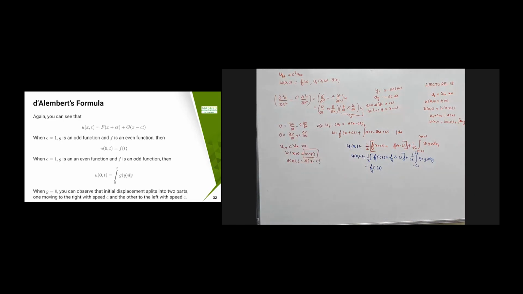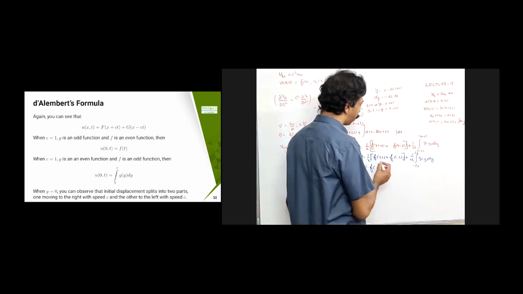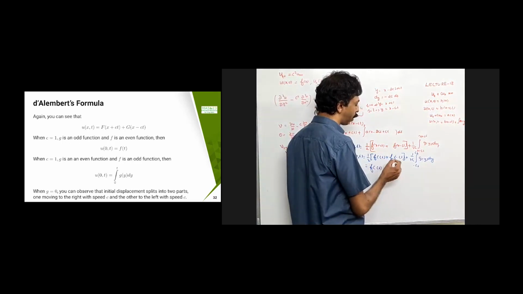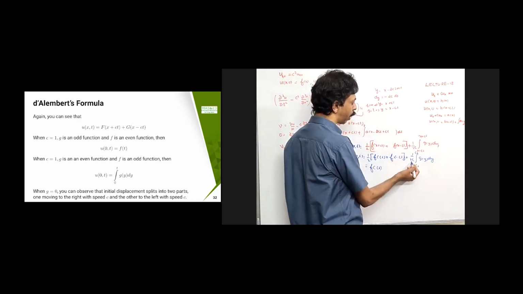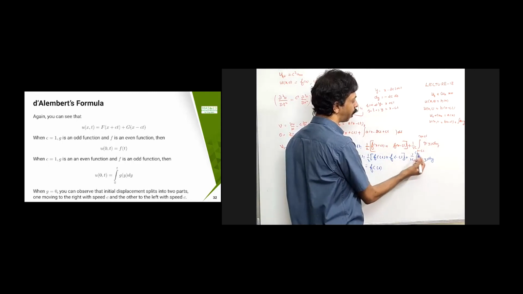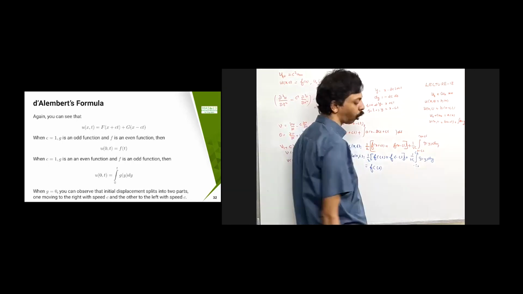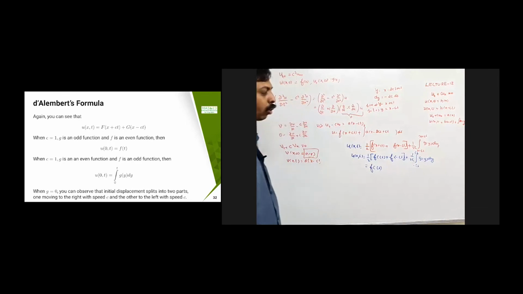Similarly, if f is odd and g is even, then f of ct minus f of minus ct comes, and therefore this is going to get cancelled, and c is going to be 1. So this is 1 by 2, and from minus ct to ct it is 0 to ct times 2, so the 2 gets cancelled. We get only the integral of g of y dy. So in this case we get the answer.